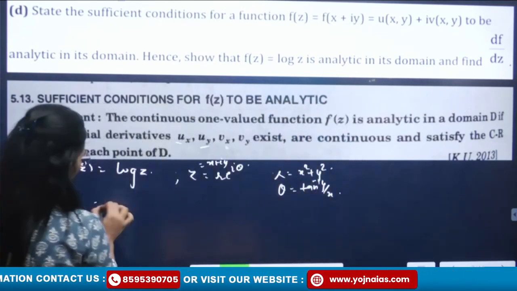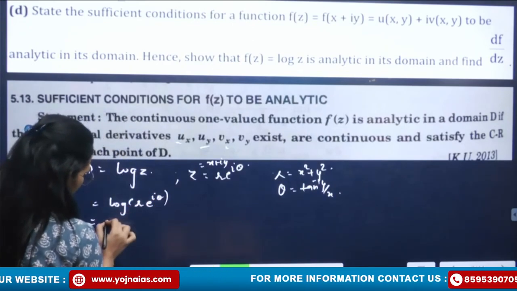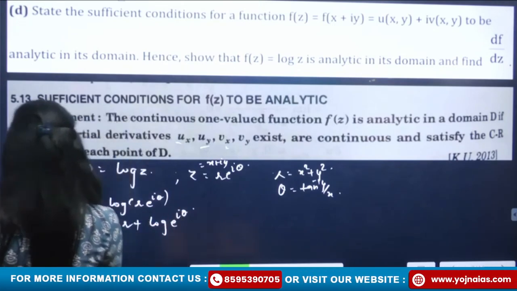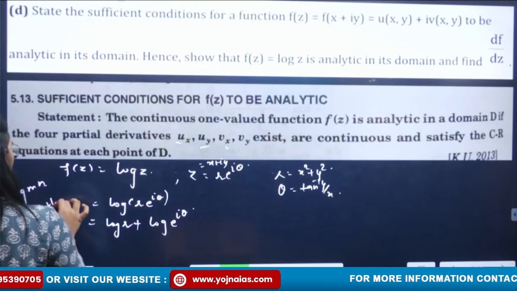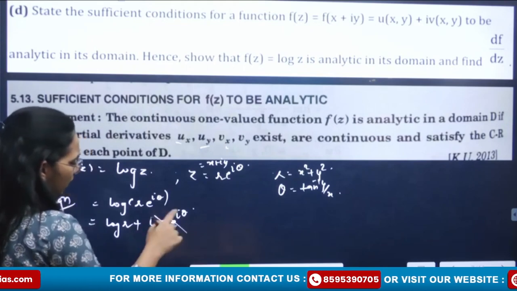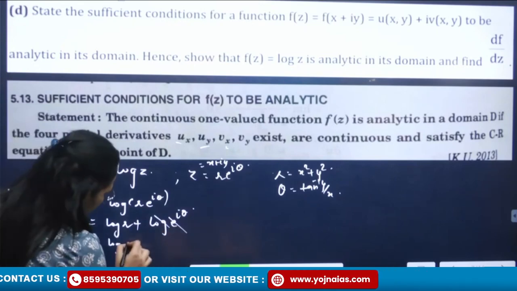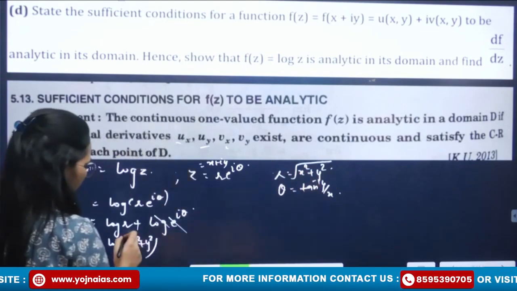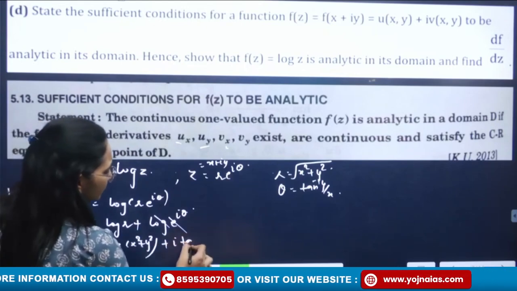So log z becomes log of r e raised to power iota theta. That would be log r plus log of e raised to power iota theta, because log of m into n is equal to log m plus log n. That is the property of the log function. And log and exponential are inverse of each other, so it would be iota theta. And log r is, r being under the root of x square plus y square, so it would be 1 by 2 log of x square plus y square, plus iota times theta, tangent inverse y by x.